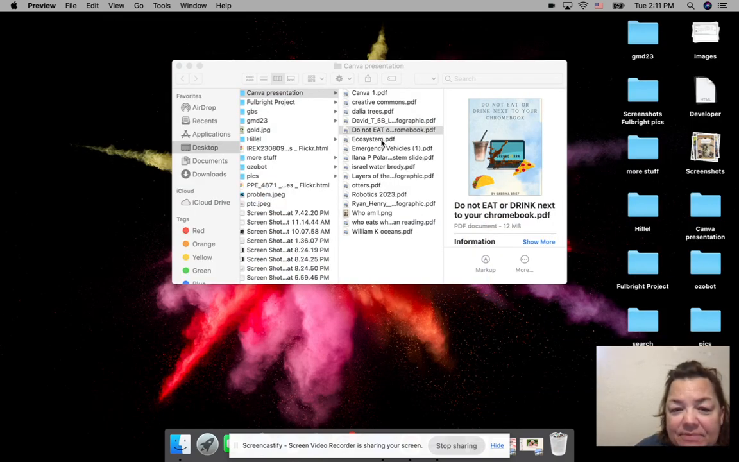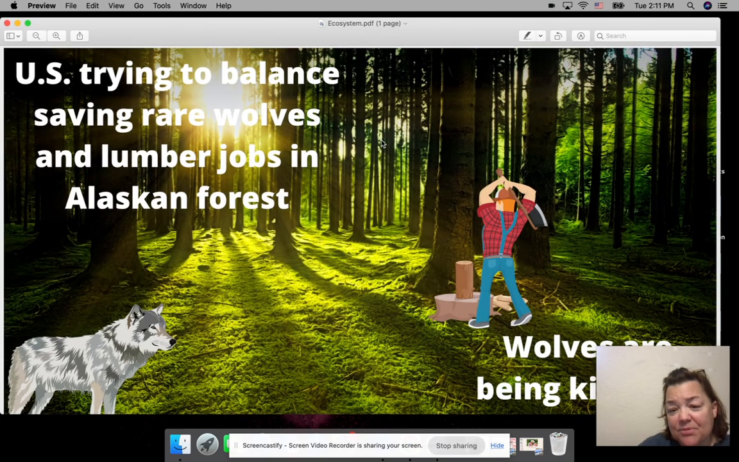Let's see. This is an ecosystem project. Again, this was an article that they read about reintroducing wolves into national parks and what happens when you take animals out of an environment and then put them back into the environment, what goes on with the ecosystem.